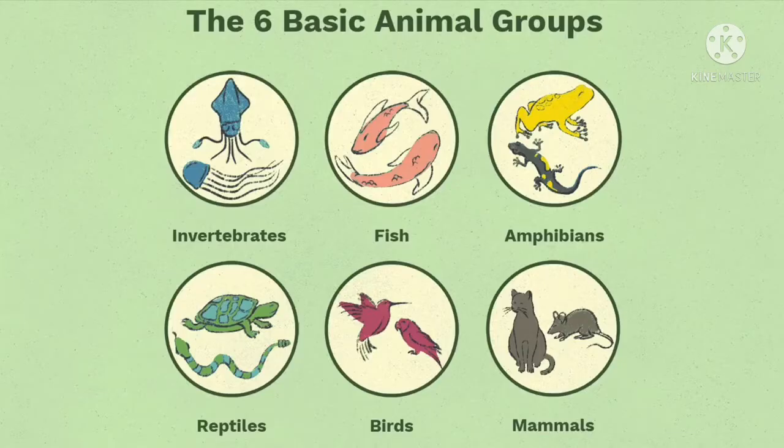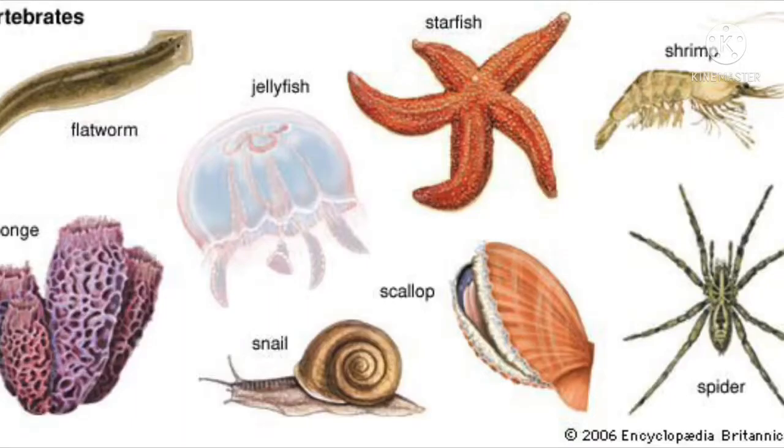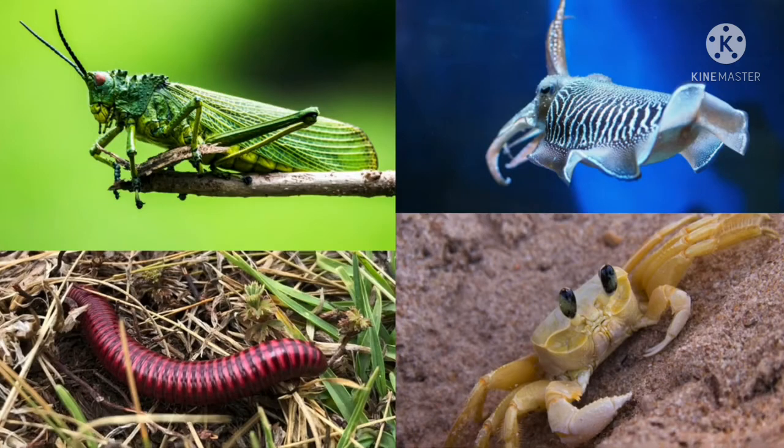Now that we know what physical characteristics are, let's learn about the 6 major groups of animals: fish, birds, mammals, reptiles, amphibians, and invertebrates. First, let's talk about invertebrates. An invertebrate is an animal that doesn't have a spine. Some have a soft body or have a hard outer shell that covers them. This hard body is called an exoskeleton. They can be found in all sorts of different environments. Some examples of invertebrates are worms, squid, insects, and crabs.